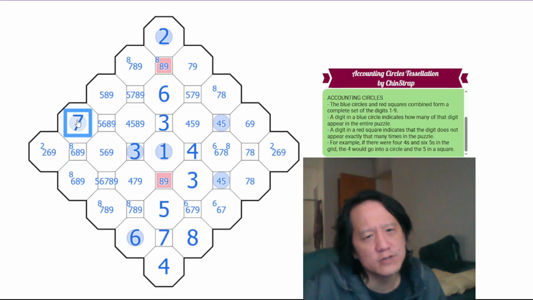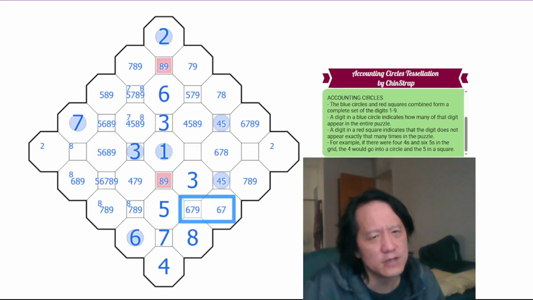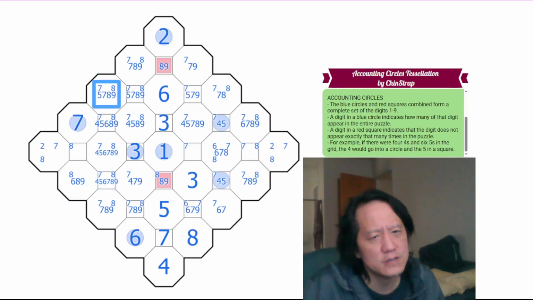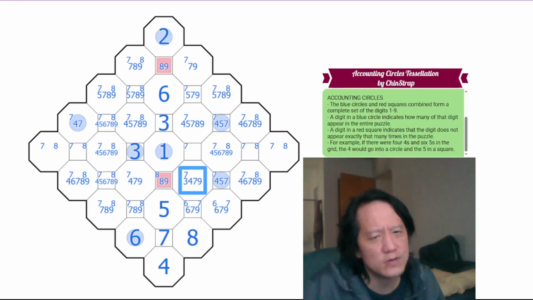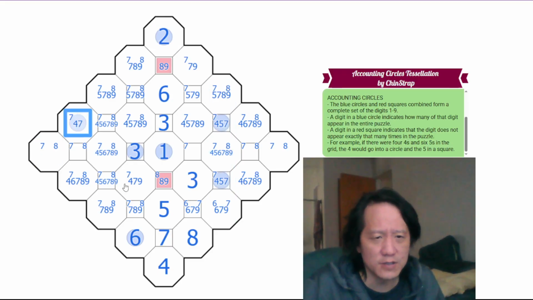Well, wait, why couldn't this be 4? Hold up. That might be wrong logic there. So that being a 7 is not necessarily the case. Everything else I think is good for now. Okay. So I think this is still fine because 2 obviously can't be here.